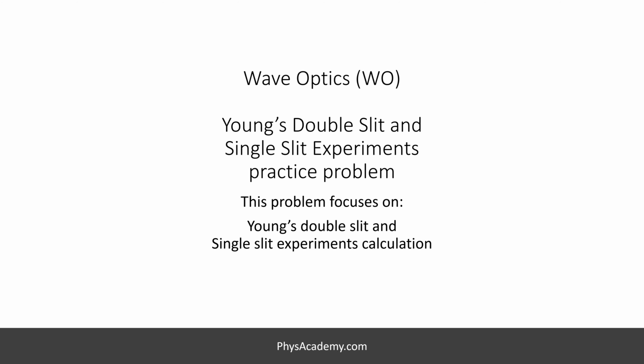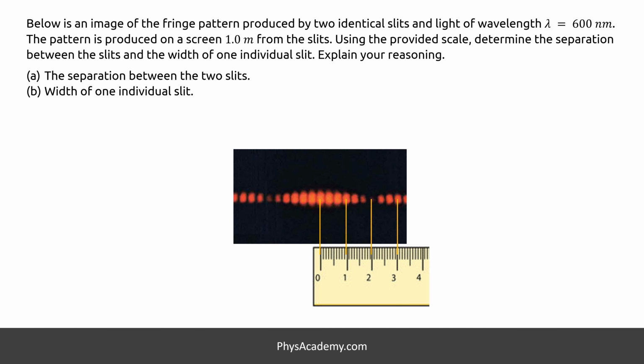In this video, we will discuss almost all of the important notes we need to know about Young's double-slit interference and single-slit diffraction equations. Below is an image of the fringe pattern produced by two identical slits and light of wavelength lambda equals 600 nanometers. The pattern is produced on a screen 1.0 meters from the slits. Using the provided scale, determine the separation between the slits and the width of one individual slit. Explain your reasoning. A. The separation between the two slits. B. Width of one individual slit.